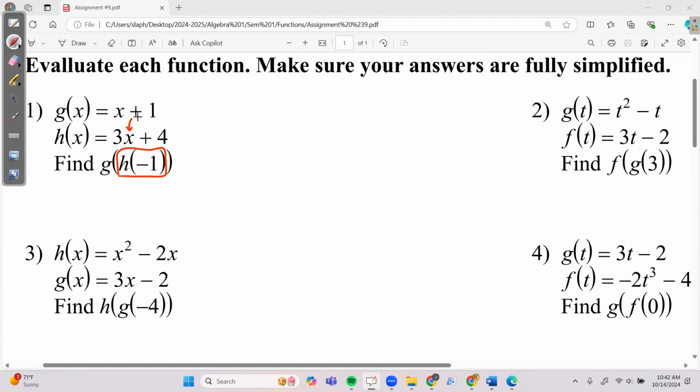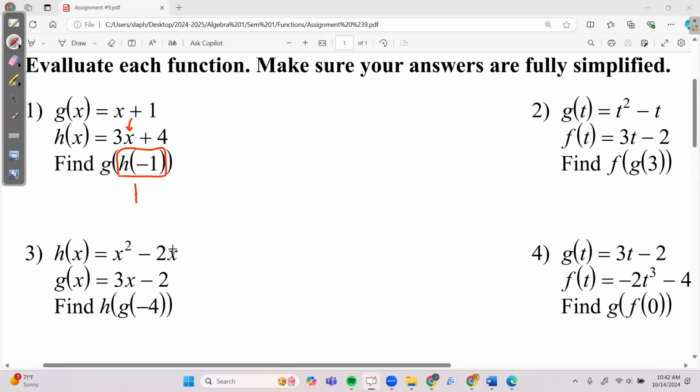And I feel like we can do this probably in our heads. What is 3 times -1? -3. Plus 4. Say again? 1. Yeah. So the answer to the red box is 1, right?